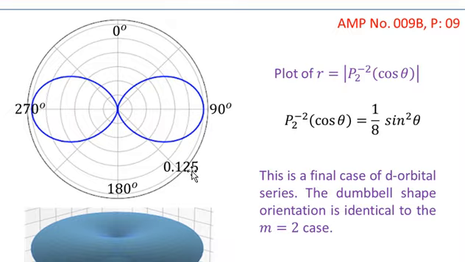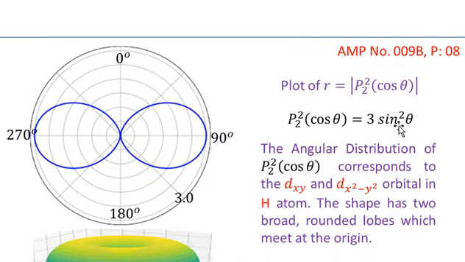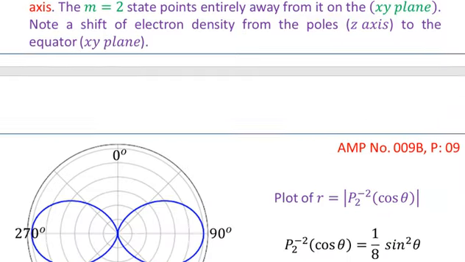Very much smaller, and the wave function has that polynomial, the associated Legendre polynomial for L is equal to 2, m is equal to minus 2 has a value equal to 1 over 8 times sine square theta. And in the previous case, for m is equal to plus 2, you will see that the value was equal to 3 times sine square theta, and here the value is 1 over 8 times sine square theta.